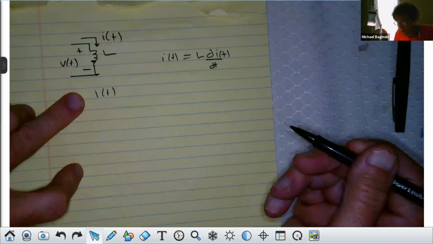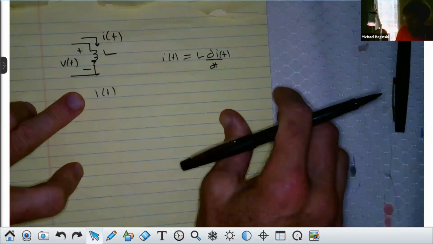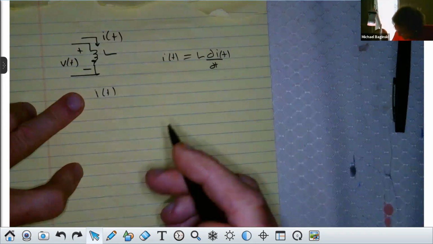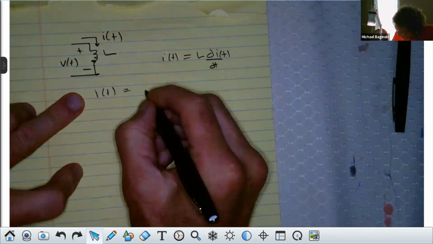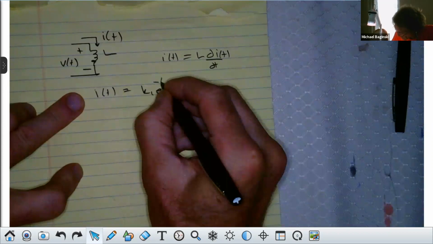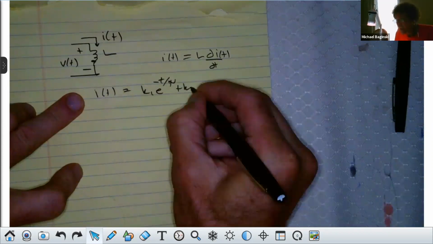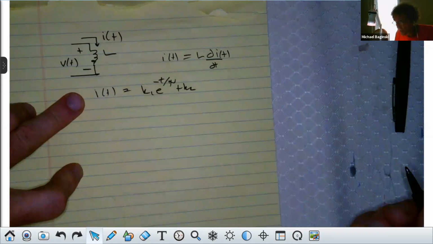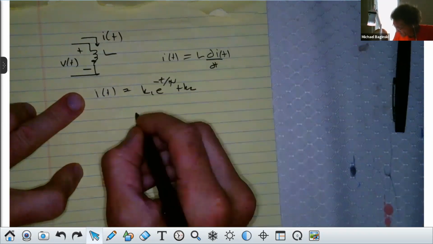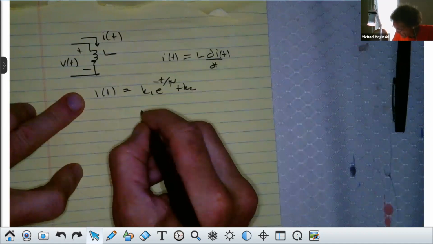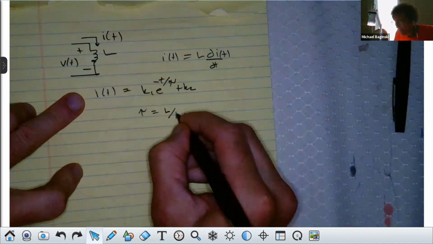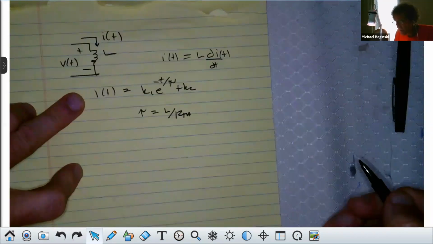And you have resistors and capacitors. You have resistors and inductors, nothing more than that. I of t will be equal to some k1 e to the minus t over tau plus k2. That's the equation for the current in the inductor. The constant tau that we calculated before was L over R Thevenin, right? That R Thevenin is the Thevenin equivalent resistance across the inductor after the switch changes state. Are you with me? Everybody.